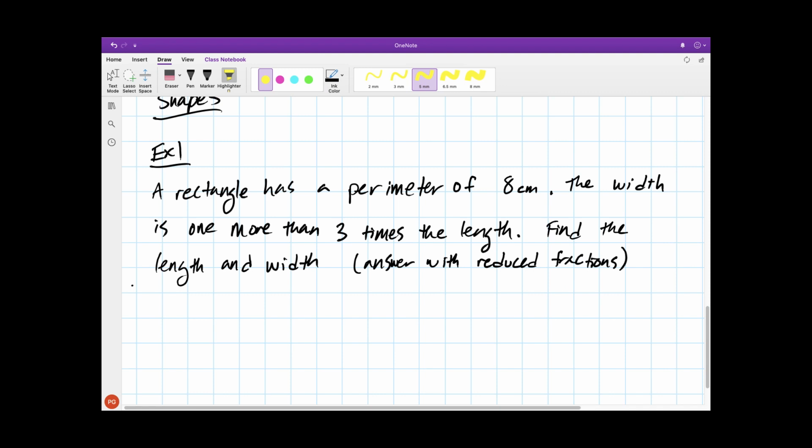So like I told you, let's try and highlight some key information. We're told that the rectangle has a perimeter of 8 centimeters. Remember, perimeter's all the way around, where the width is 1 more than 3 times the length. We want to find the length and the width, so we're actually going to have 2 answers for this question.